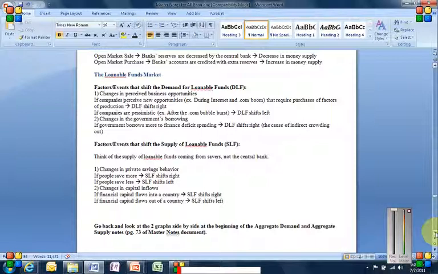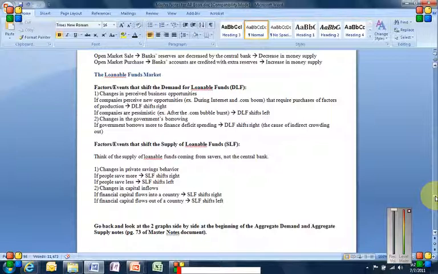Changes in capital inflows. If financial capital flows into a country, that leads to the supply curve shifting right. If financial capital flows out of a country, then the supply curve will shift to the left. Now, that's a lot of information, and you have to try to visualize how all these factors could change the equilibrium price and quantity in either one of these markets. But we've already drawn it.